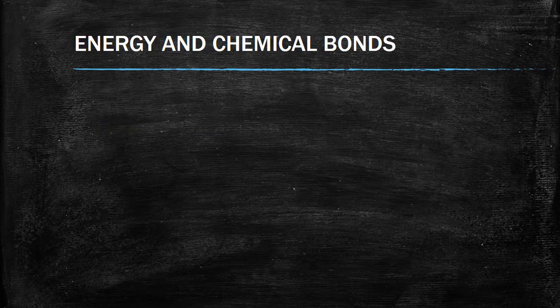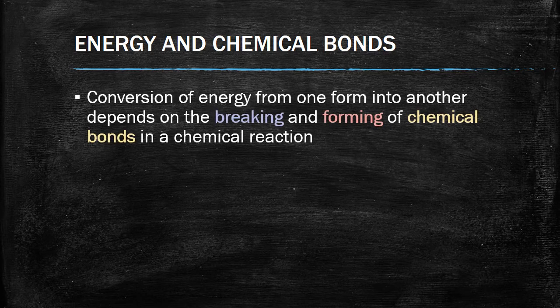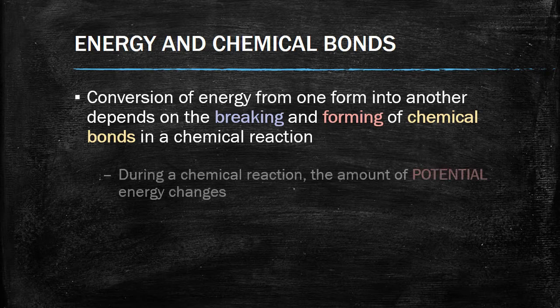So in biology, we're mostly concerned with the energy that is released or stored in chemical bonds within our body. Conversion of energy from one form into another depends on the breaking and the forming of chemical bonds in a chemical reaction. That energy gets converted depending on whether we are breaking bonds, which would release the energy, or forming bonds, which would require energy. Depending on the type of reaction we're looking at, we're either going to be breaking or forming chemical bonds. And during a chemical reaction, the amount of potential energy changes.